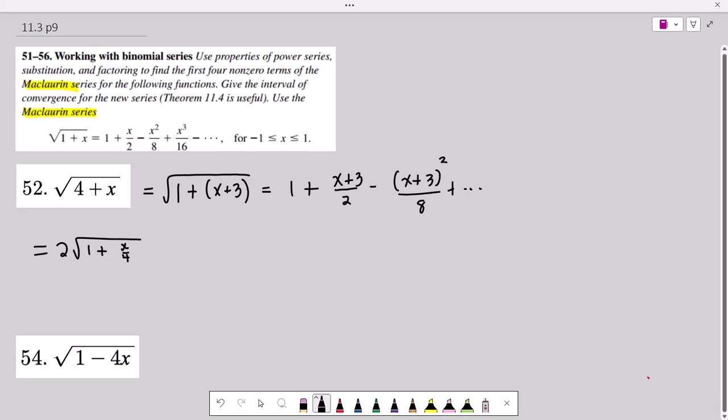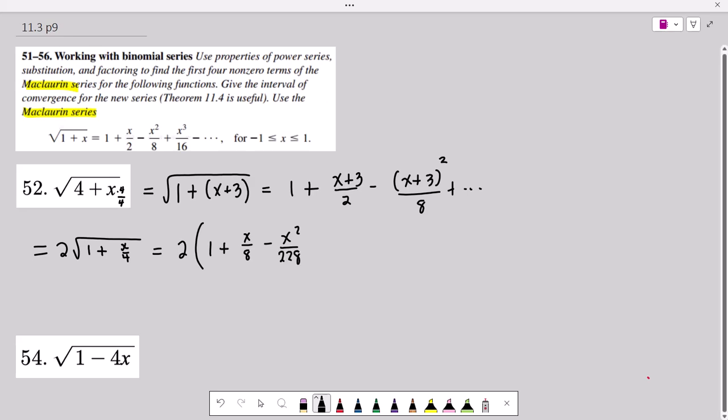Does everybody agree with that? So the 4 pulls through the root sign, turning into a 2. There was no 4 with this x, so we're thinking about multiplying it by 1. And now we are going to be able to build a Maclaurin series. So it's going to be 2 multiplied by the infinite series. All we're doing is replacing x with x divided by 4. So it's going to be x over 8. Replace that x with x over 4, so it's going to be 16 in the denominator.